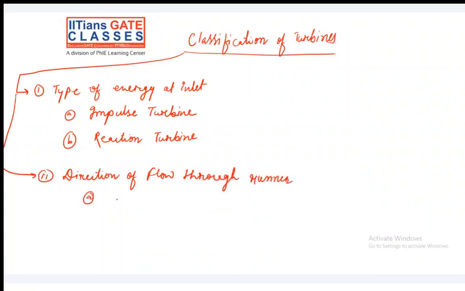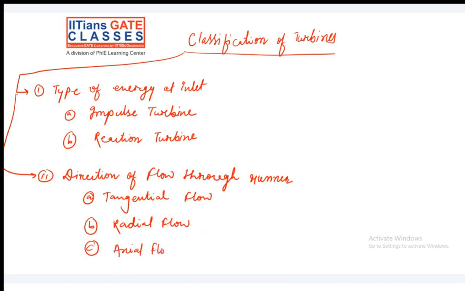Then it can be, first, tangential flow turbine. Second, it can be radial flow. I will tell you what these are later on. Tangential means water is hitting tangentially. Radial means, I will tell you later with the figures. And third is axial flow, and the fourth one is mixed flow.